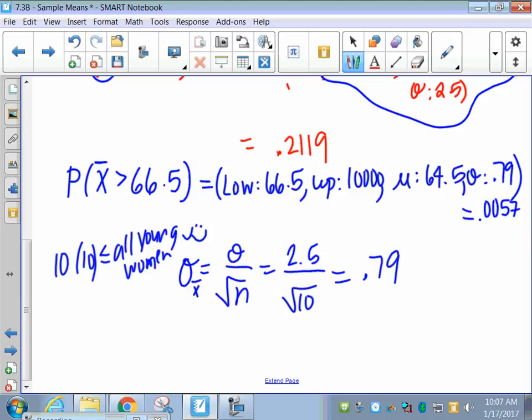Okay, so there's a less than 1% chance, so it's pretty unlikely that out of those 10 women, we would get a sample where their average height exceeds 66.5. All right, so a lot more unlikely. Changes quite a bit from changing that population.